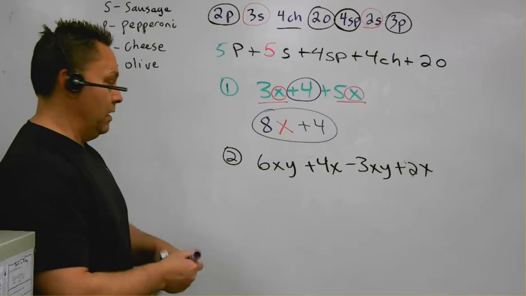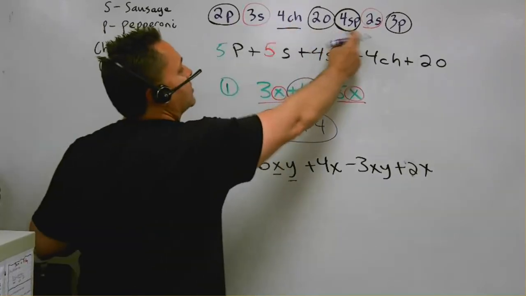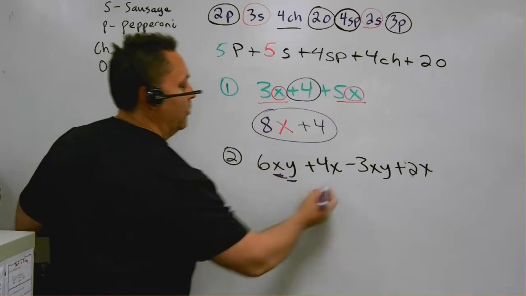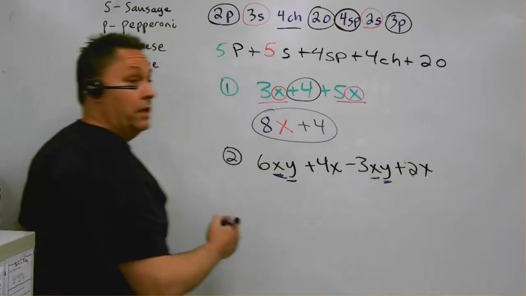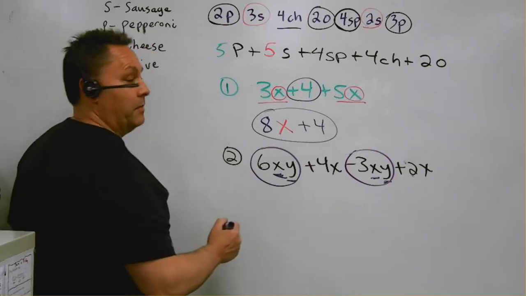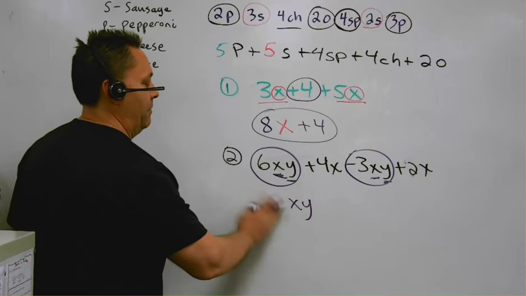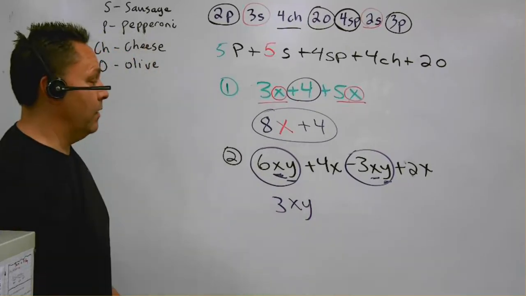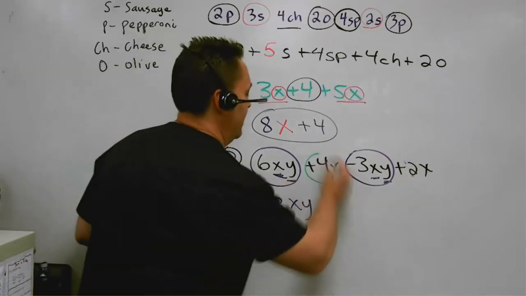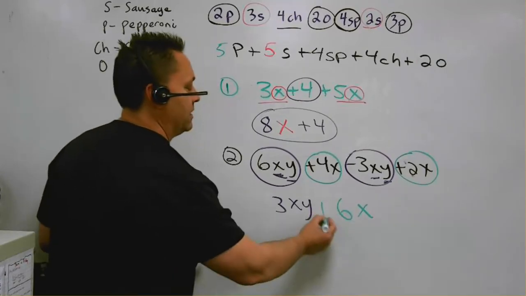So here we go again. I've got 2 letters, just like I had 2 letters right here, sausage, pepperoni, right? That can only be combined with the other one that I have 2 of, if I have it, and I do. I have 6 xy's and I have 3 xy's that I'm going to take away. So I got to find out how many xy's I have. I have 3 xy's there. Okay, all right. Then over here, I've got 4x and I've got 2x, and I got to find out how many x's I have. Altogether, I have 6 x's, and there it is.